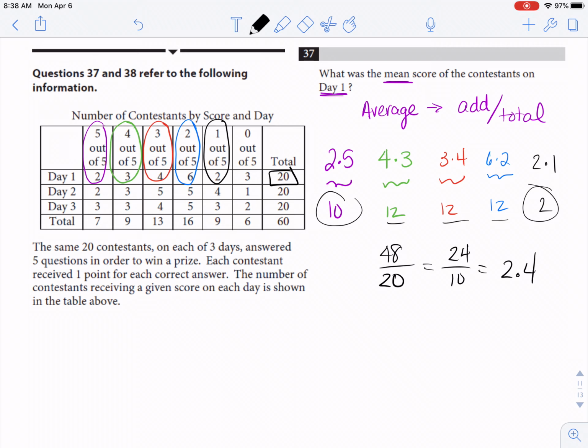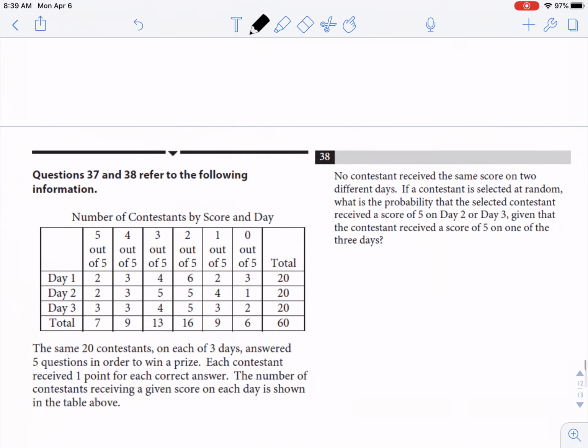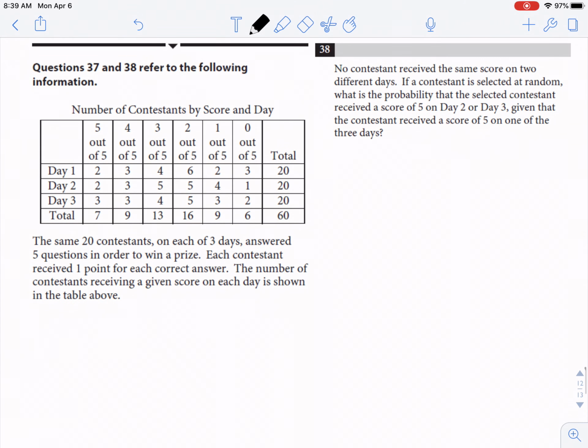So mean score, once you start having more than one person scoring in each category, we do need to do that multiplication. Why didn't I do 0 and 3? Well, because 0 times 3 is what? 0. And we just add them all together. Okay? Last one. All right.